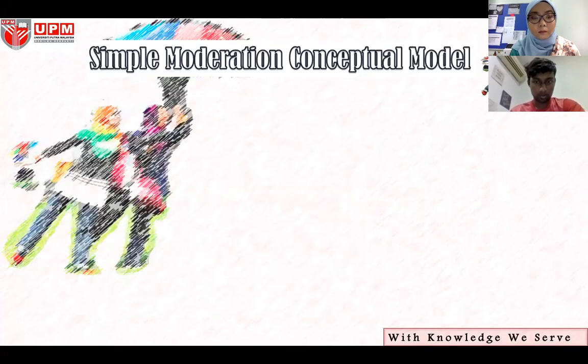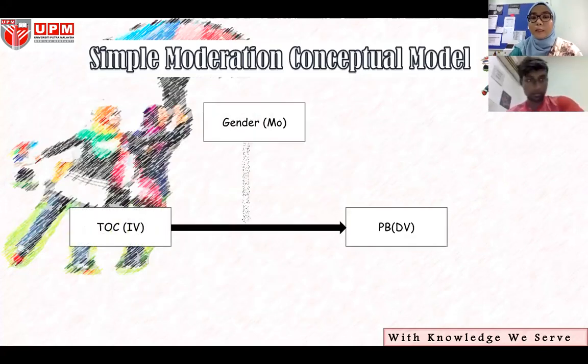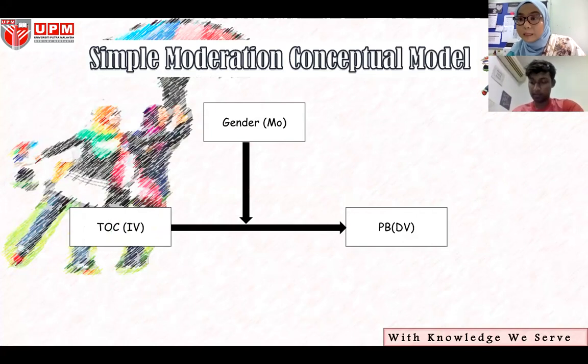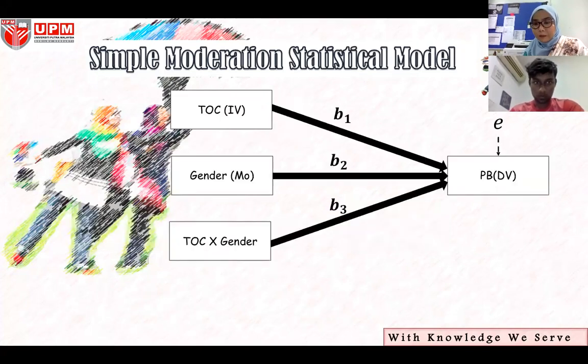Okay, so this is your initial model, right? But for yours, the moderator is mindfulness, correct? So this is the conceptual model. Conceptually, this is how it looks. But when we want to run the analysis, this is how it should look. We have our IV, which is your job stress, your moderator, which is mindfulness, B1, B2 here, and then lastly our interaction, the one that we just calculated, between job stress and mindfulness.